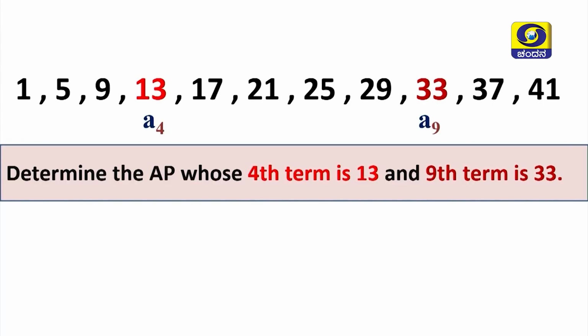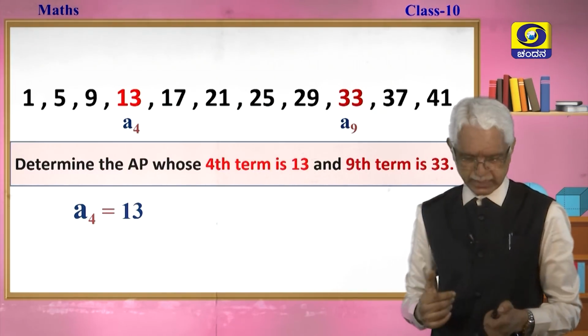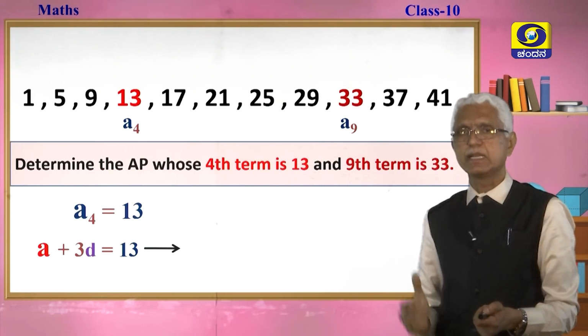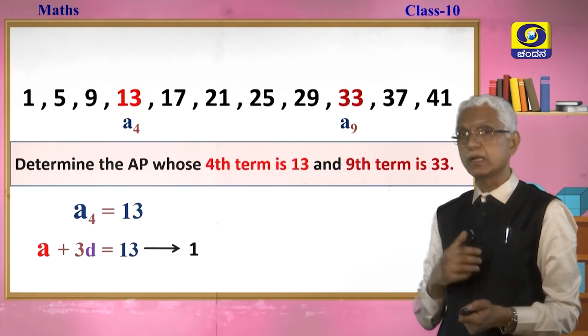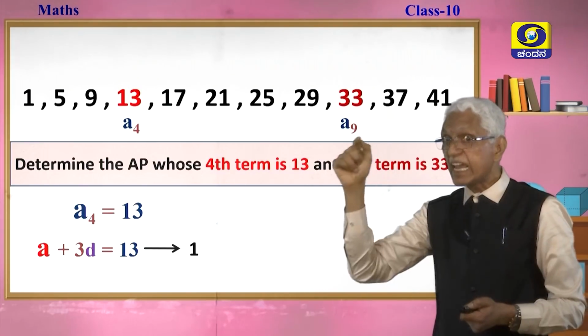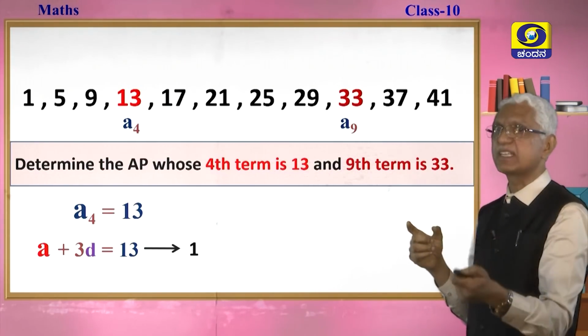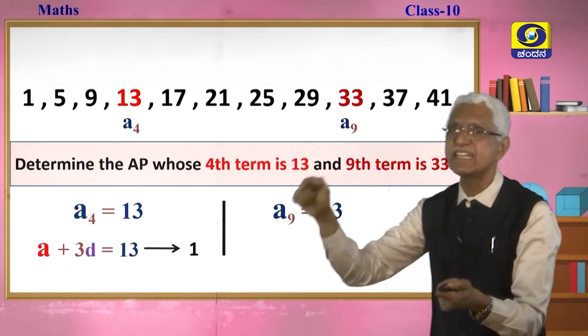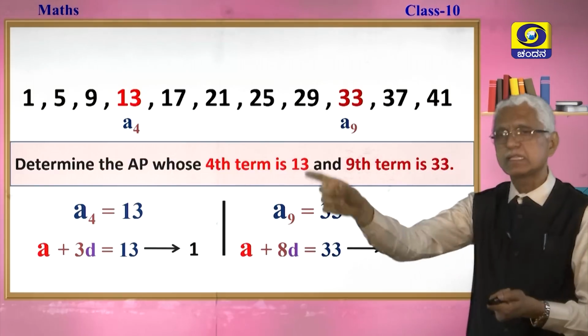As I told you, 2 terms are given. Not 2 consecutive terms. 4th is given, 9th is given. You will have to find out the AP. 4th term is 13, a_4 is 13. What is a_4? a plus 3d. a plus 3d is equal to 13. Call it equation number 1. What else is given? a_9. The 9th term is 33. a_9 is 33. Call this equation 2.